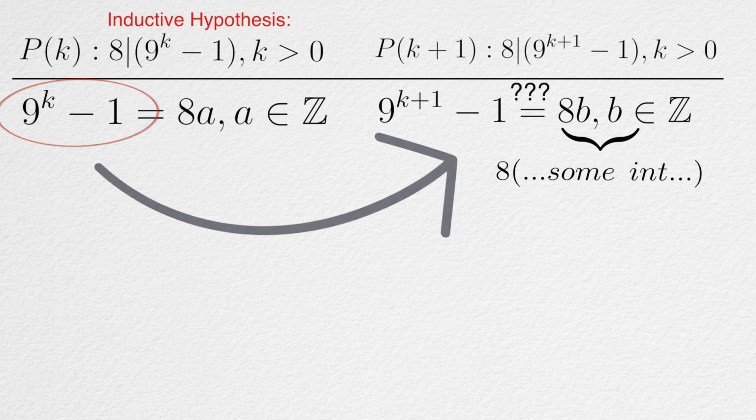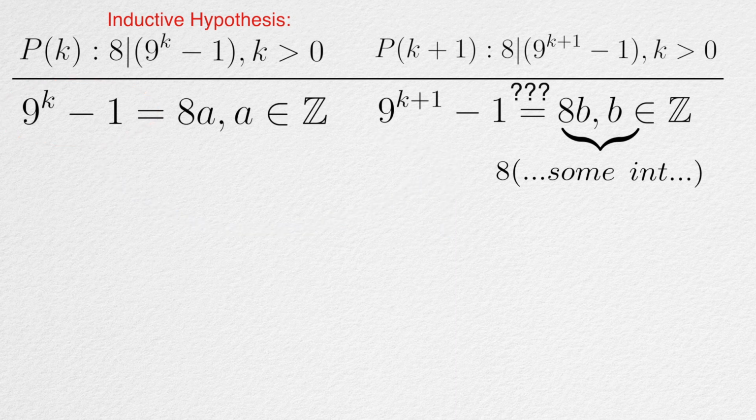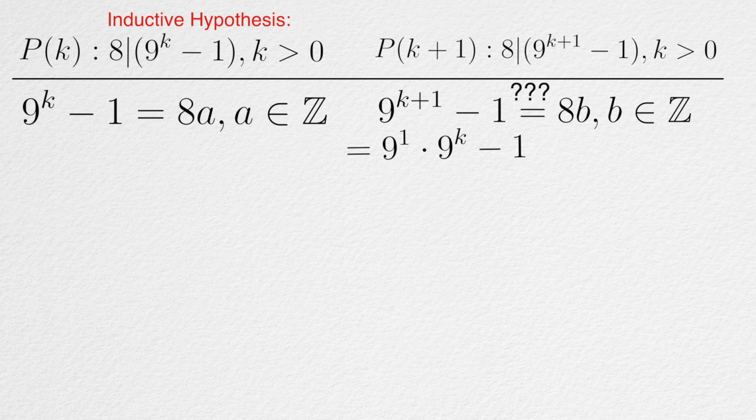By exponent properties, we can break up the 9^(k+1) term into 9^k and 9^1. Now, it looks like in order to retrieve 9^k - 1, we want to be able to somehow get rid of this 9^1. And here's where a bit of cleverness is helpful.